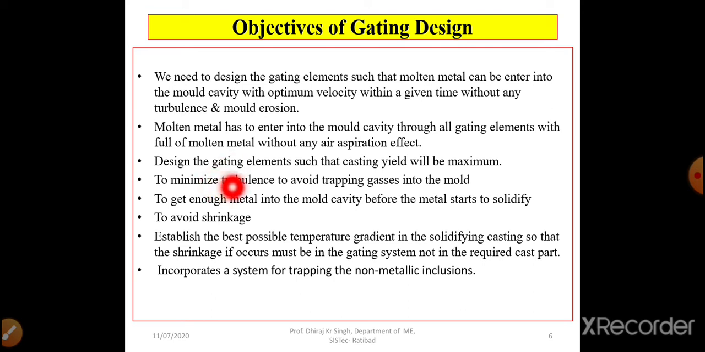Next, minimize turbulence to avoid trapping gases in the mold. Get enough metal into the mold cavity before the metal starts to solidify. Then, to avoid shrinkage, establish the best possible temperature gradient in the solidified casting so that the shrinkage, if it occurs, is in the gating system, not in the required casting part. And last, incorporate a system for trapping non-metallic inclusions. Non-metallic inclusions means slag particles.